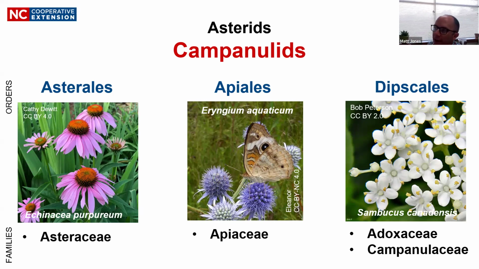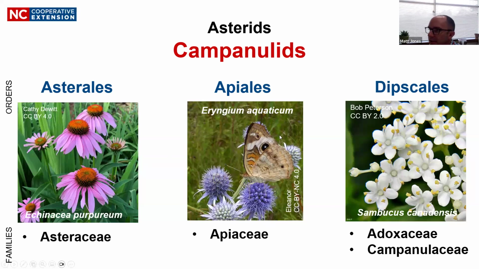The last group within the asterids is the Campanulids, and just a few really important families here. Within the order Asterales is the Asteraceae, second largest family of plants, 23,000, 24,000 species, and they're notable for these really complex inflorescences or groups of flowers, which we'll learn about in lecture 3. And then it includes things like sunflowers, Jerusalem artichokes, chicories, dandelions, lettuce, marigolds, but also zinnias, echinaceas, you name it.